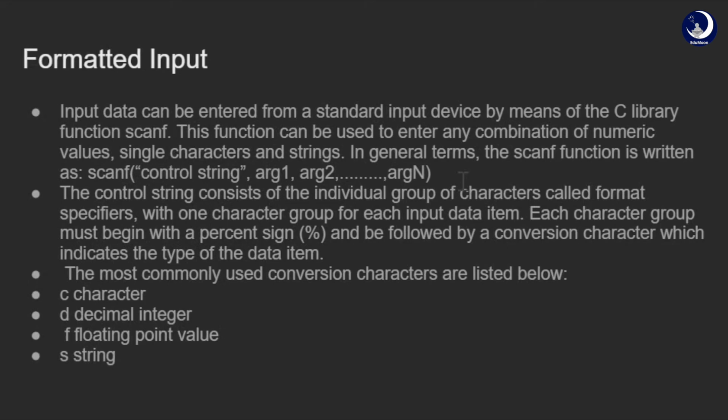Coming to the control string, it consists of individual groups of characters called format specifiers, with one character group for each input data item. Each character group must begin with a % sign. This is very important and will be followed by a conversion character which indicates the type of data item. Now what are these conversion characters? c is the conversion character for character, d is for decimal integer, f is for floating point value, and s is for string. How are these used? We will see it in the coming example.